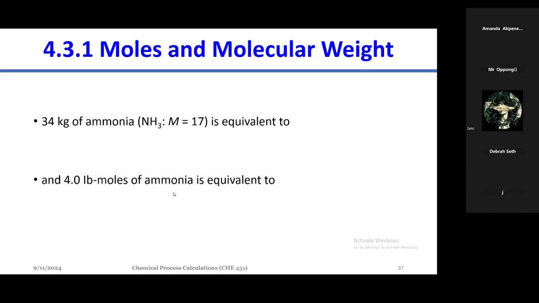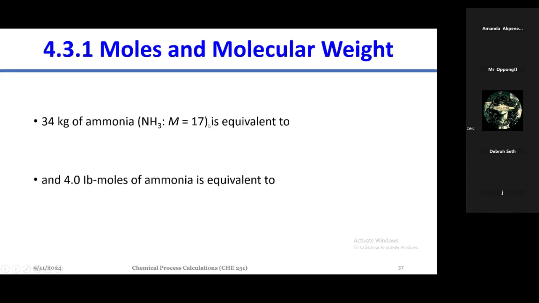So when you have 34 kilogram of ammonia, what will be the number of moles present? We know the molecular weight here is 17. The reason why there is no unit is that the unit doesn't change. The moment you realize that your mass here is in kilogram, then you just have to attach kilogram per kilomole to your molecular weight here. So now your molecular weight here becomes 17 kilogram per kilomole.